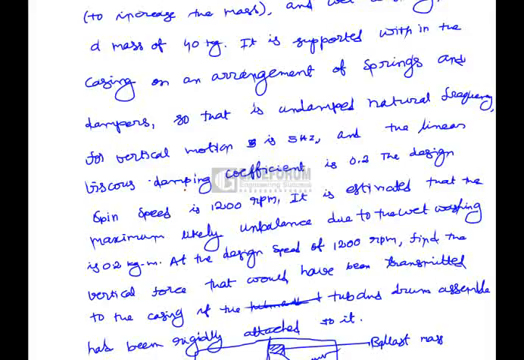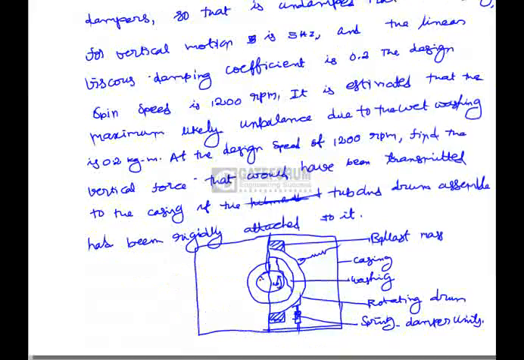The design spin speed is 1200 rpm. It is estimated that the maximum likely unbalance due to the wet washing is 0.2 kg meter. At the design speed of 1200 rpm, find the vertical force that would have been transmitted to the casing if the tub and drum assembly had been rigidly attached to it. So here is the given diagram. So coming to the solution.